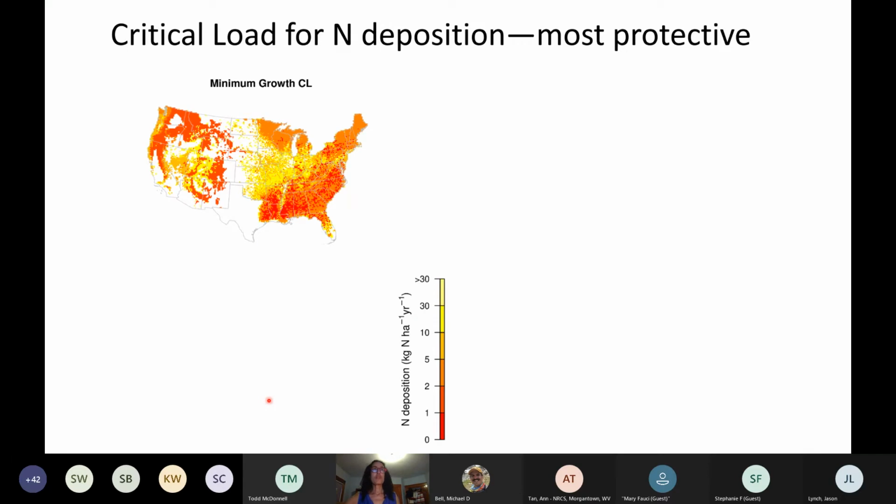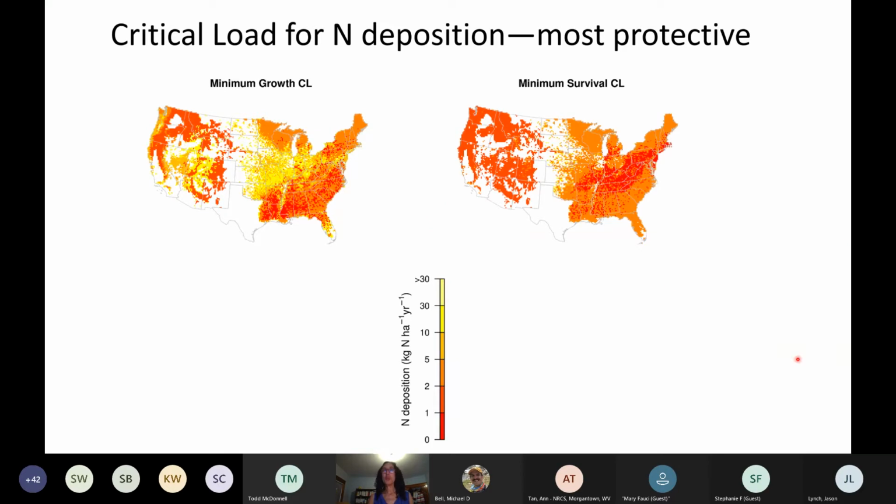So when we look at the maps, we can see the spatial pattern, and you can see that the lowest critical loads, so more red is lower, happen in the southeast, sprinkled with intermediate ones, and in the Pacific Northwest and West. There's some of the lowest ones scattered throughout the Northeast as well.